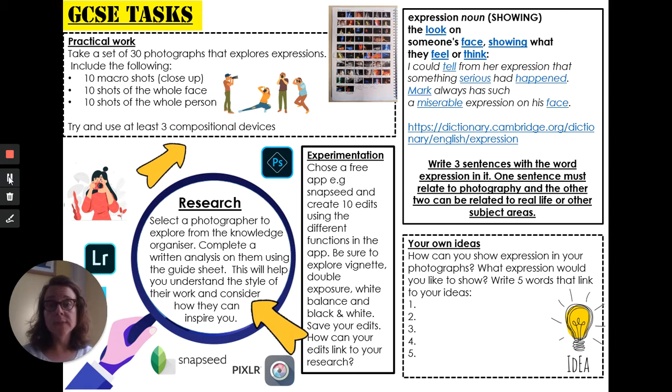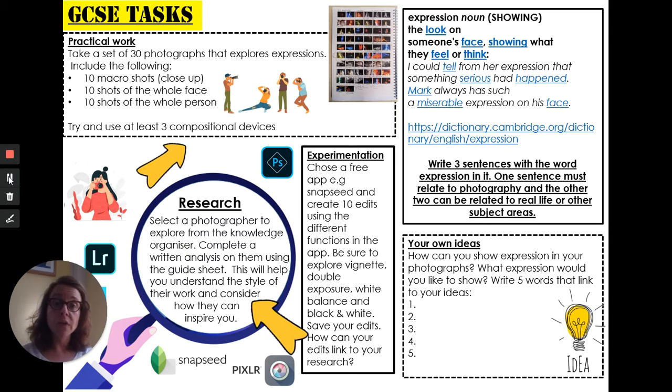There is some more practical work here, taking some macro shots, remembering that the word macro means close up. And if you're using a camera, you can often change the settings to the little flower symbol, which will allow your camera to adjust its focal length to be able to take a more close-up image. I'd like you to take 10 photos of the whole face and 10 photos of the whole person. So think about how you might want to pose a person and what that might express about them.